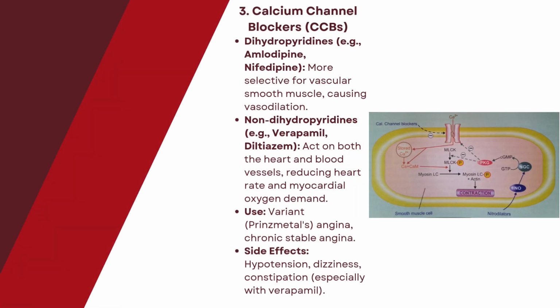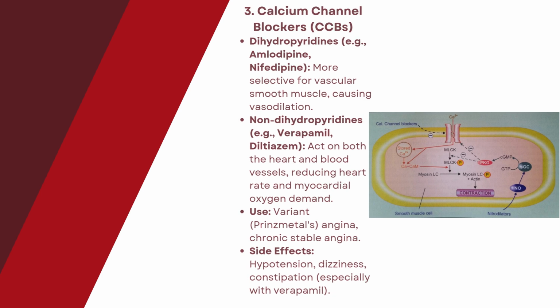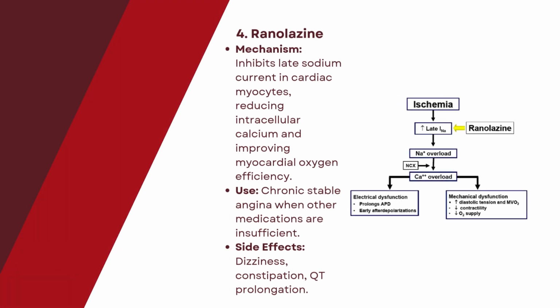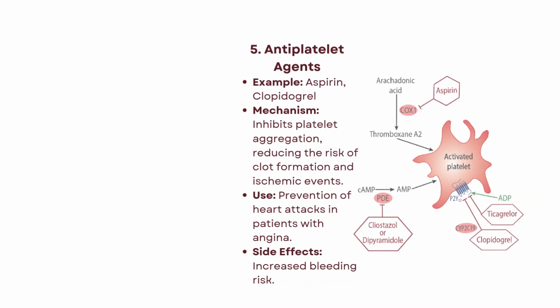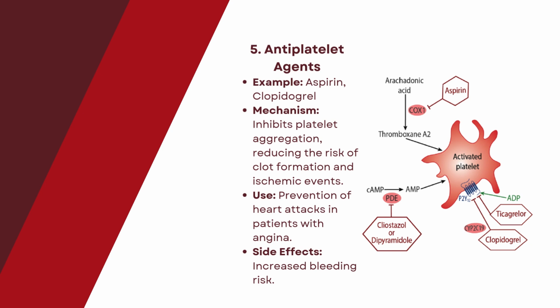3. Calcium channel blockers, CCBs. Dihydropyridines are more selective for vascular smooth muscle, causing vasodilation, and non-dihydropyridines act on both the heart and blood vessels, reducing heart rate and myocardial oxygen demand. 4. Ranolazine. Mechanism: inhibits late sodium current in cardiac myocytes, reducing intracellular calcium and improving myocardial oxygen efficiency. 5. Antiplatelet agents. Mechanism: inhibits platelet aggregation, reducing the risk of clot formation and ischemic events.